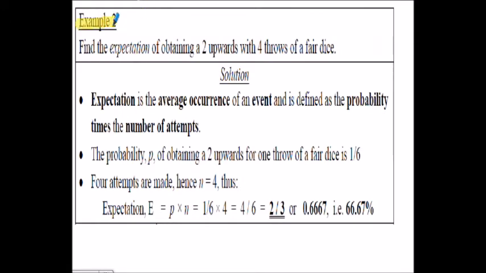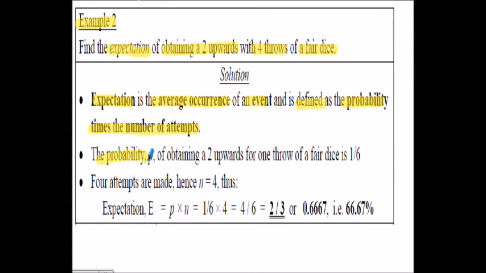Example 2, we've got to find the expectation, simple E, of obtaining a 2 upwards with 4 throws of a fair dice. So don't forget, expectation is the average occurrence of the event and is defined as the probability multiplied by the number of attempts, the product of pn.